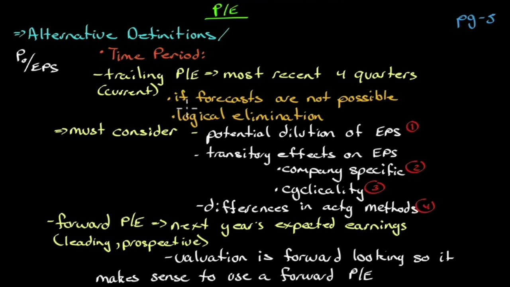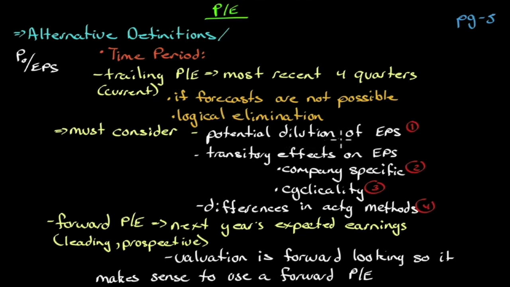We would use a trailing PE under 2 conditions. Number 1, if forecasts are just not possible. Or by logical elimination. What I mean by that is, let's say that a company is about to restructure or acquire or divest. Well, a forward PE might be difficult to interpret because the business is changing so radically, in which case we would use a trailing PE because the trailing PE represents the most comparable number with other firms.